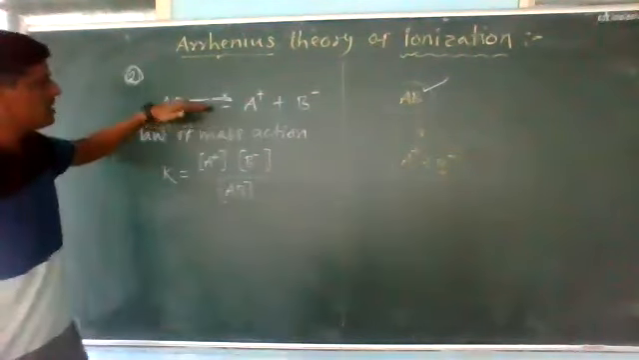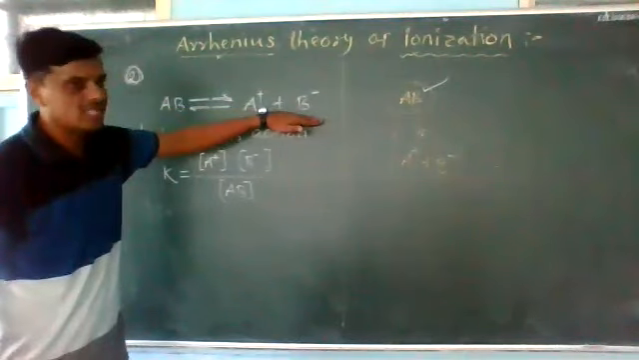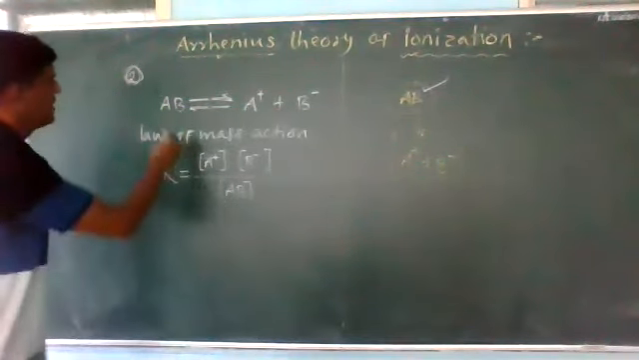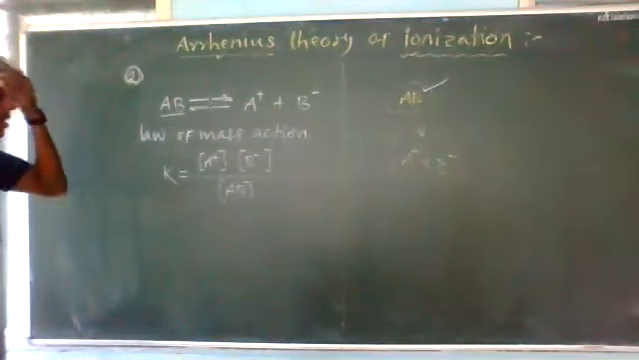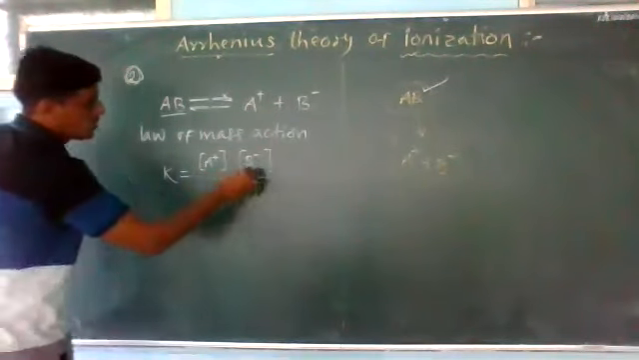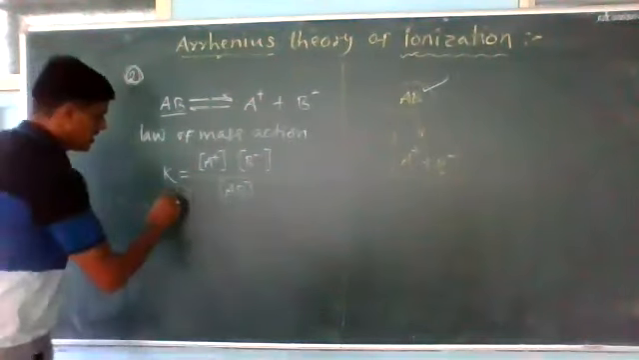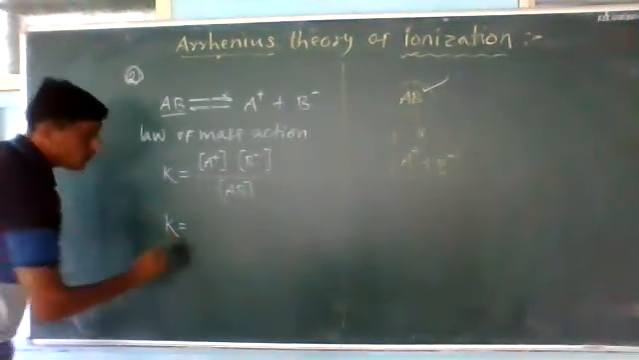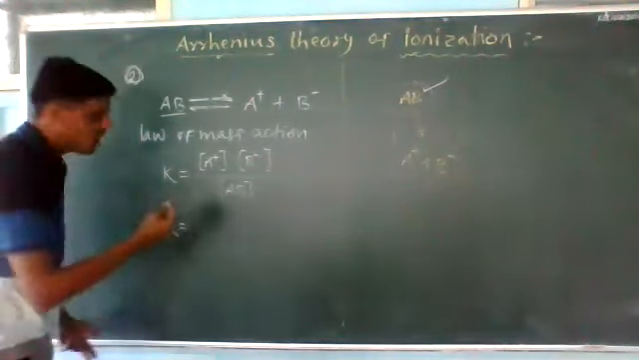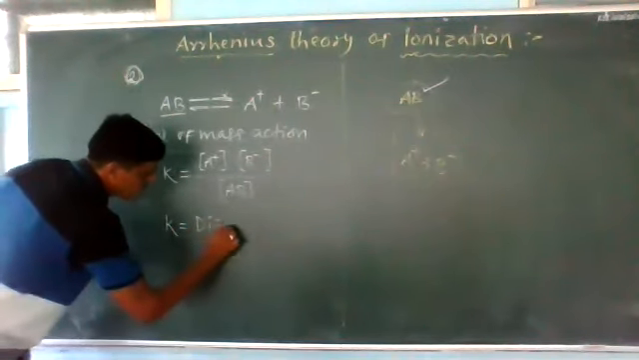Here in the forward reaction, A plus and B minus ions are product molecules and AB is a reactant molecule. Therefore, it is the ratio of product molecules to the reactant molecule. And here K is called the proportionality constant, or it is a dissociation constant.